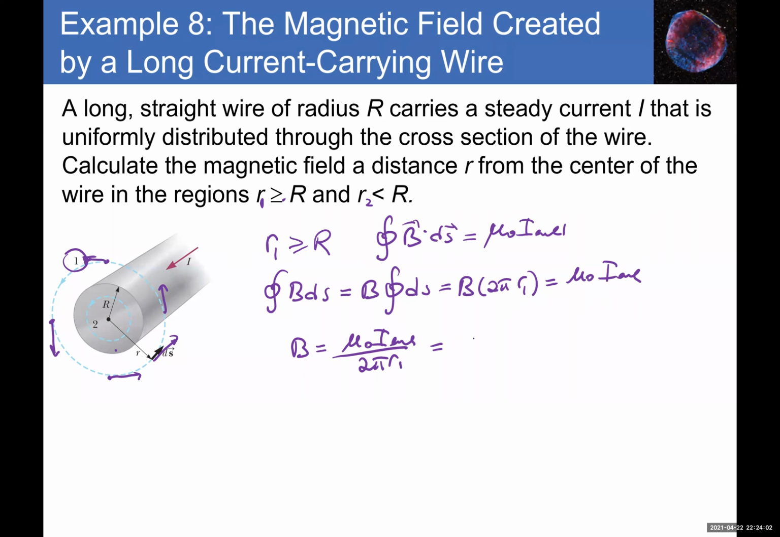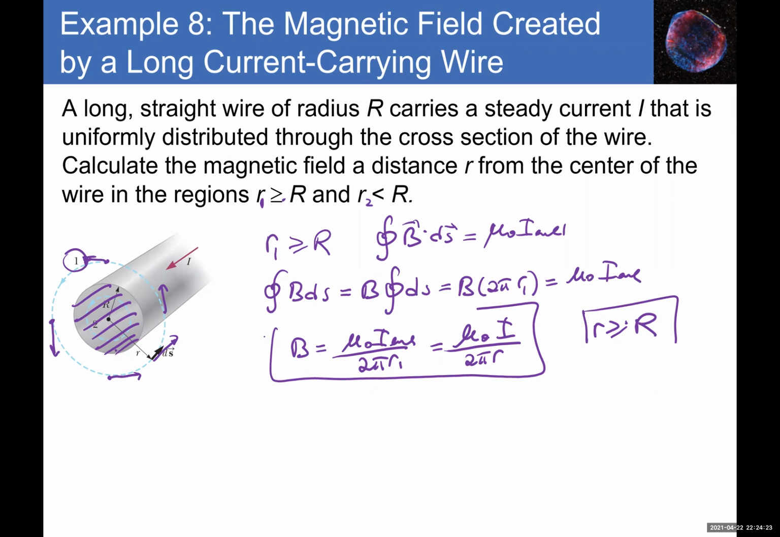Now, I enclosed is all the current inside my Amperian loop, which will include all the current in the conductor. So it's going to be mu naught I divided by 2 pi r, as long as r is greater than or equal to the radius. That's the answer for the first one.